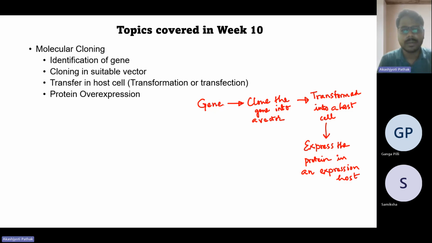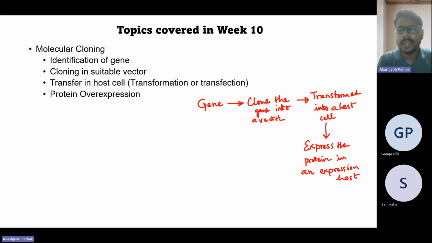Now there can be different types of vector. There can be a bacterial vector like plasmid. Plasmid is one of the most commonly used vectors. Then there can be mammalian vectors, and other eukaryotic vectors can also be present. Depending on the protein you want to express, or the size of your gene, all these factors will regulate what type of vector you will choose.